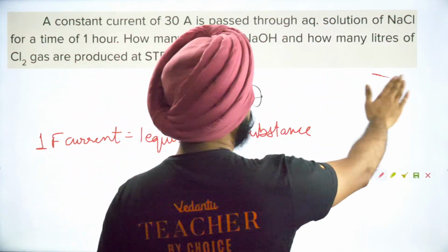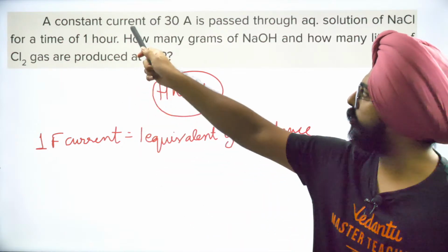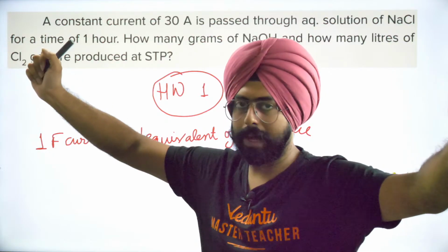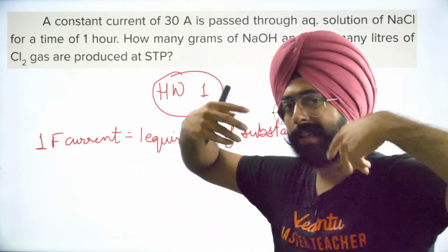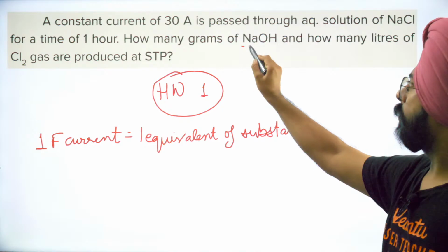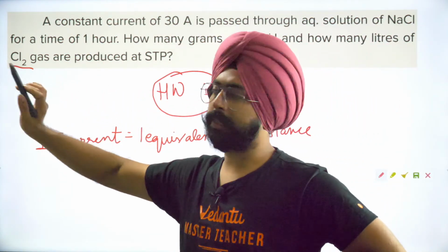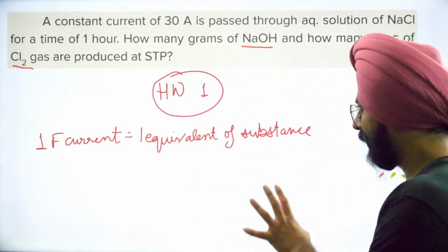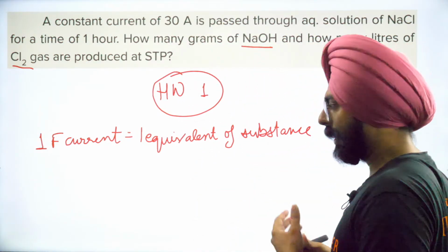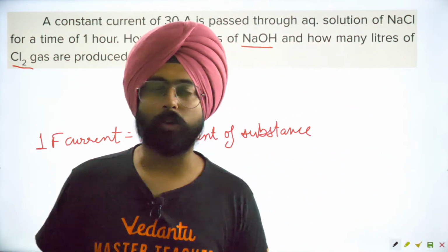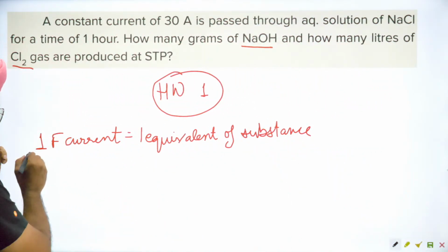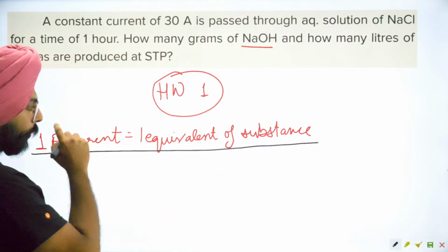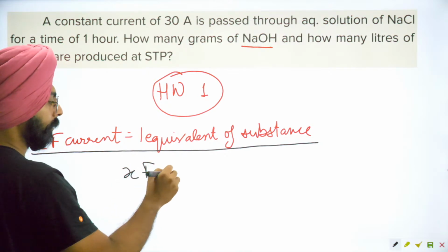So in this particular electrolysis, a constant current of 30 amperes is passed through an aqueous solution of NaCl for a time of 1 hour. Electrolysis will happen. Yeah, electricity will do something to NaCl. What happens is NaOH and Cl2 gas are produced. Okay? So how to solve this question? Listen to me. Take the step-by-step procedure. I'll give you some hints. You have to try and solve this question yourself. Okay? 1 Faraday current is equal to 1 equivalent of substance. Fine. First of all, you calculate how many Faraday current is there.